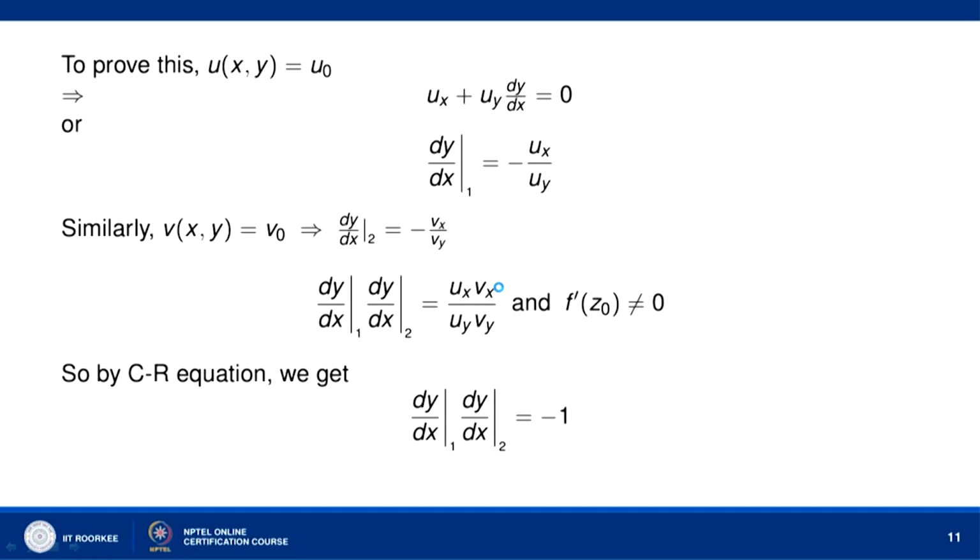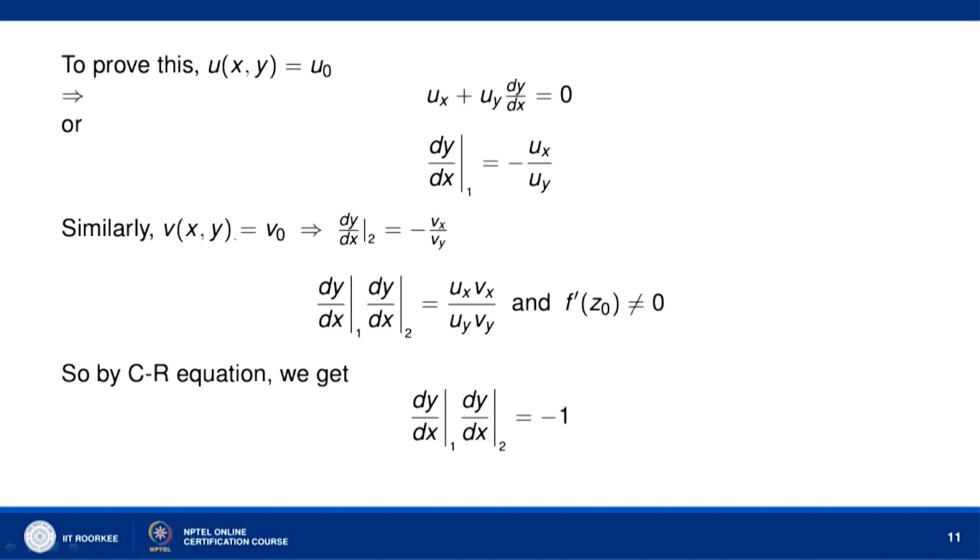Now, let us prove this. How do we prove this? We have one curve u(x,y) equal to u naught. So, when we differentiate this with respect to x partially, we get u_x plus u_y dy/dx equal to 0. dy/dx 1 means this is the slope of the tangent to the curve u(x,y) equal to u naught at the point (x naught, y naught). So, this is minus u_x over u_y. These partial derivatives are being calculated at the point (x naught, y naught), that is at the point of intersection of the curves u(x,y) equal to u naught and v(x,y) equal to v naught.